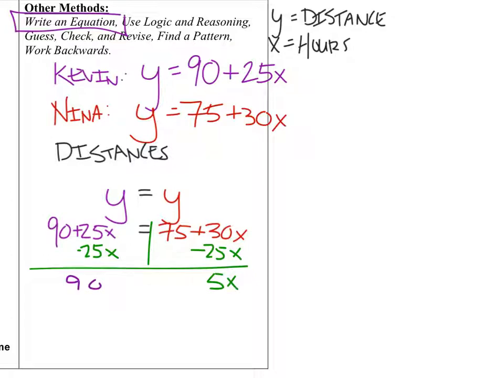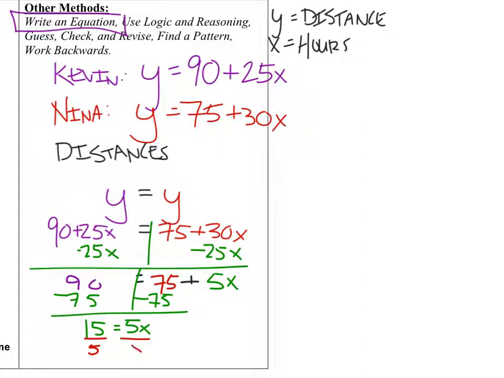I've got 90 equals 75 plus the 5x. I need to get rid of that 75, so subtract 75 from both sides. And then that equals 15 equals 5x. And then you divide by 5. And we see that x is 3.